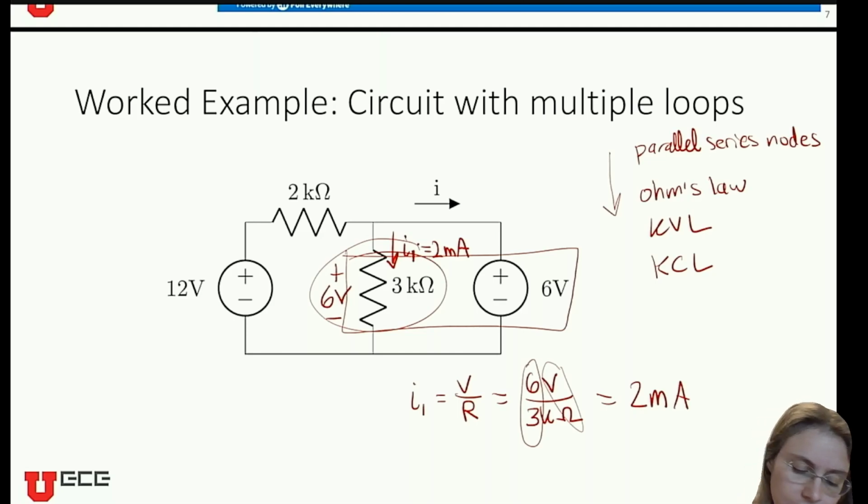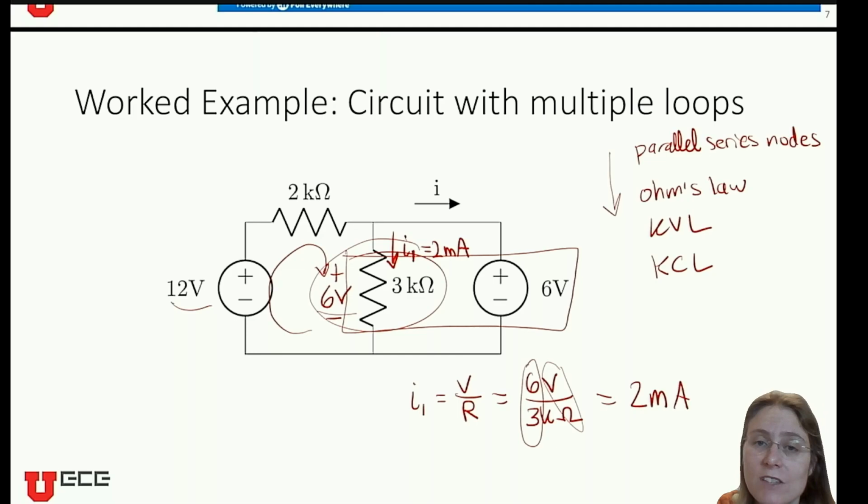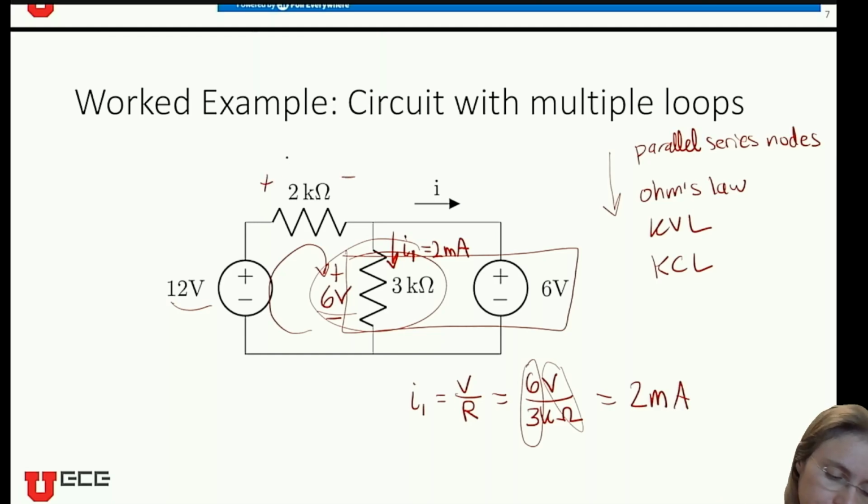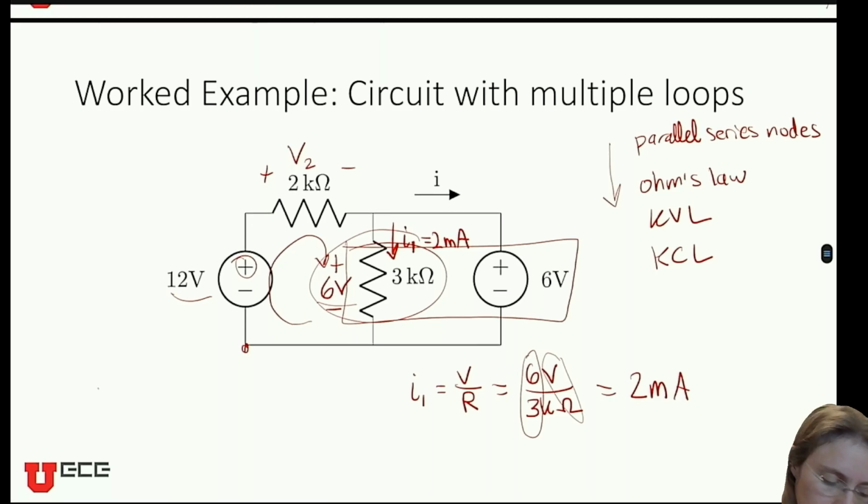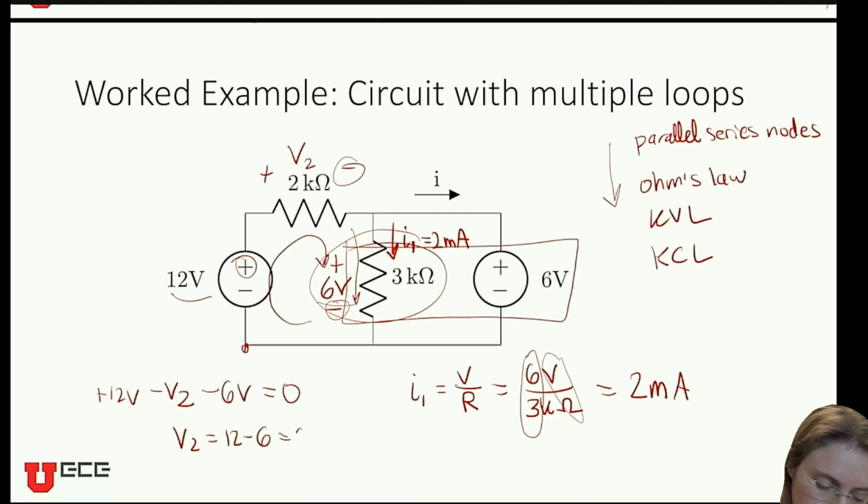Okay, now I'm looking around, I'm like, well, I still only know one of the 3 currents here. But I do notice that in this loop right here, I know 2 of the voltages. So therefore, I can use KVL, the voltage law, to figure out what the voltage must be right here. So if I go around the loop starting here, looking at the sign coming out, I get plus 12 volts minus V2, and then going this way, minus 6 volts equals 0. So that means V2 is equal to 12 minus 6, which is equal to 6 volts.